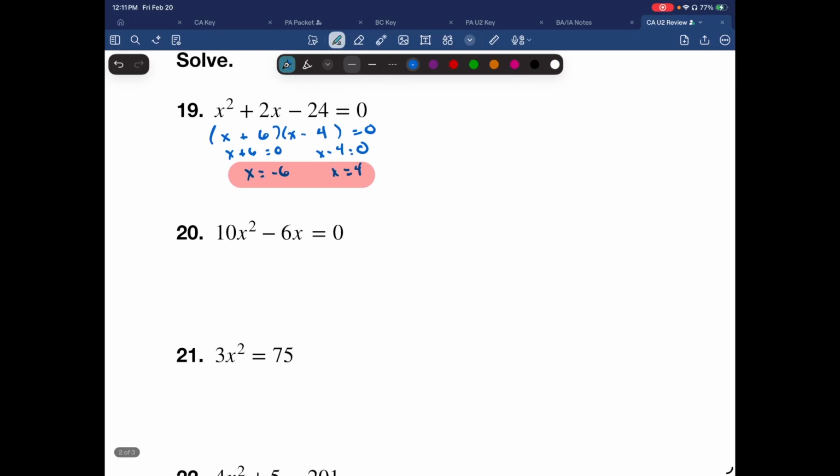On 20, I can take a GCF out first. They both have at least a 2 in common and an x in common, so I can take that out, so 2x. And it's going to leave me with 5x minus 3 on the inside equals 0. And because that outside term has an x in it, I can set both of these equal 0. So that's going to be 2x equals 0, 5x minus 3 equals 0. So divide the 2, x equals 0, 5x equals 3, x equals 3/5.